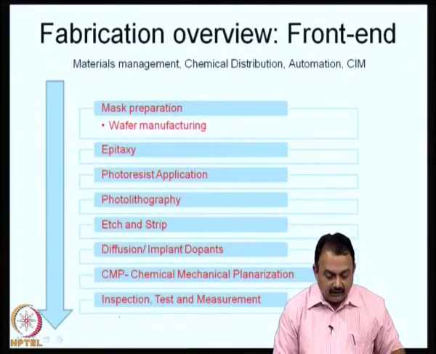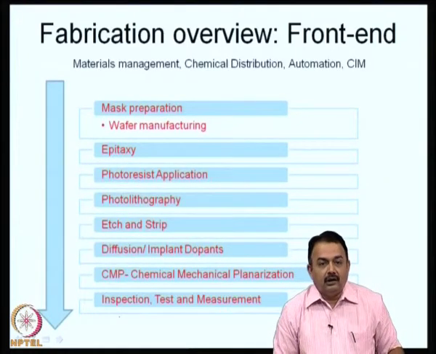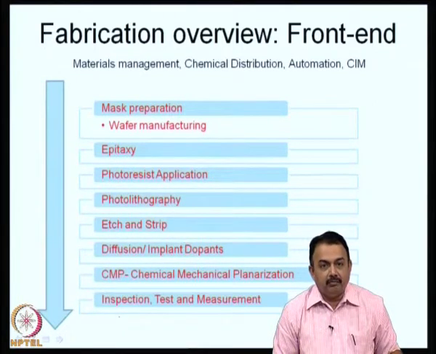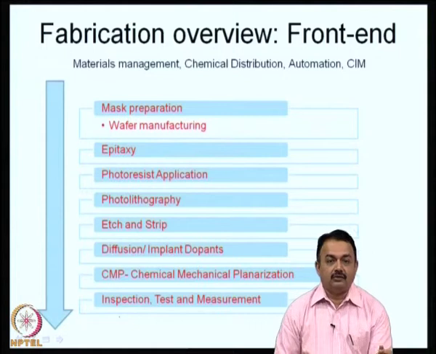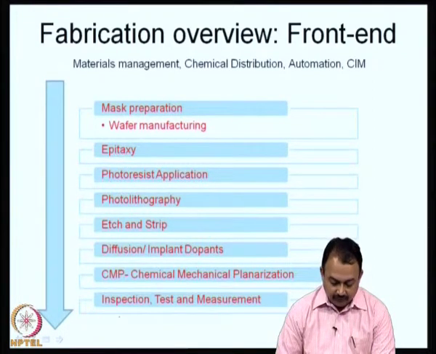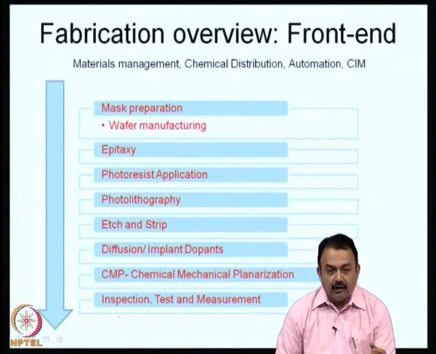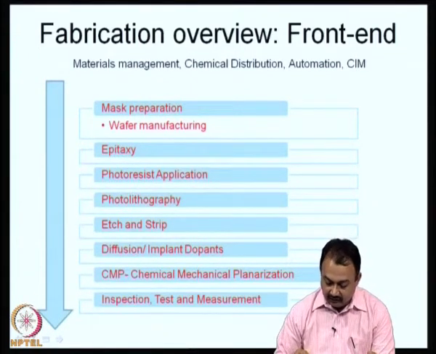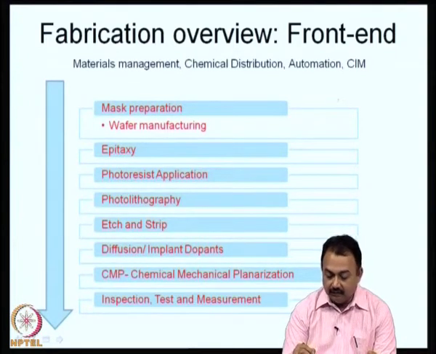Now, if you look at this slide, what I have given here is the process steps for fabrication overview for a front end process of an IC manufacturing. There are two sections to semiconductor fabrication. The first one is known as front end processing. Here, if you look at the end of the process flow, we are ready with a manufactured die, and the starting point is wafer.